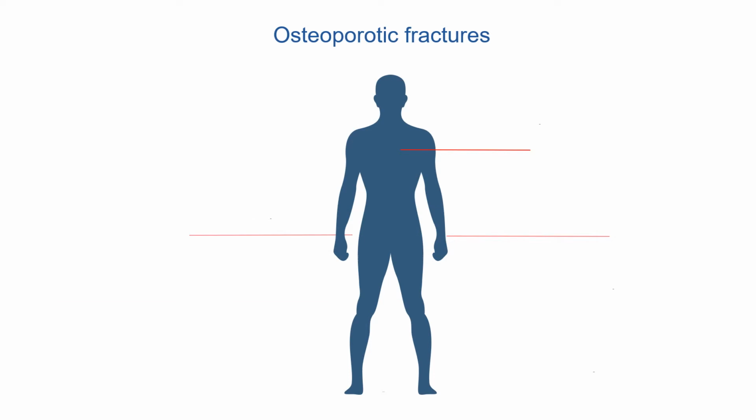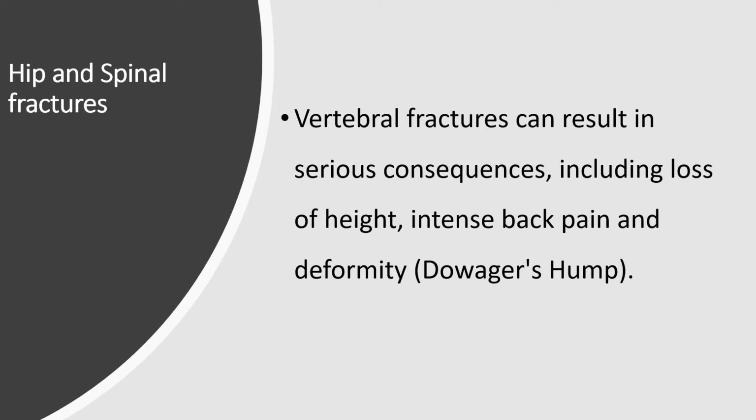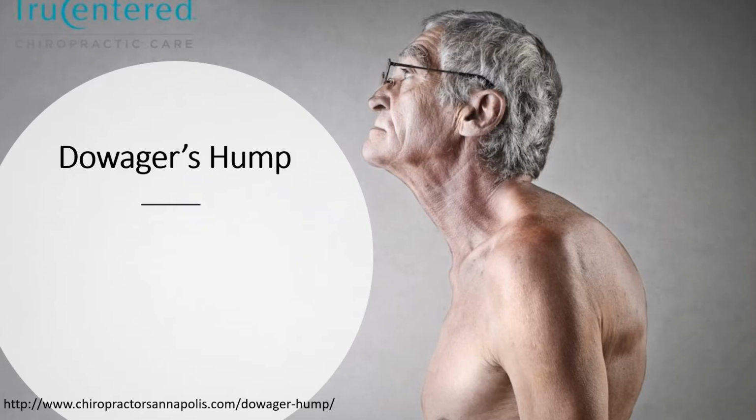These osteoporotic fractures are most common at the hip, specifically at the neck of femur, at the spine, specifically at the lumbar spine, and at the wrist, that is the distal wrist. The vertebral fracture can result in serious consequences, including loss of height, intense back pain, and a deformity which is known as Dowager's hump. Now this is a picture of Dowager's hump. As you can see, the patient is not only in pain, but he or she bends forward and it becomes difficult for them to mobilize and move around independently without having reliance on someone else.